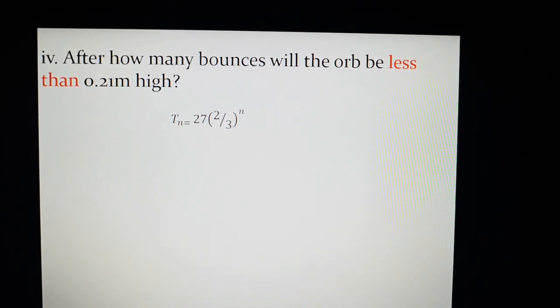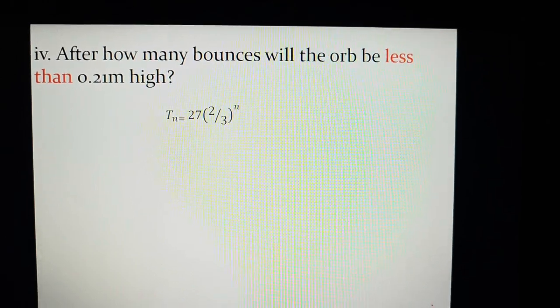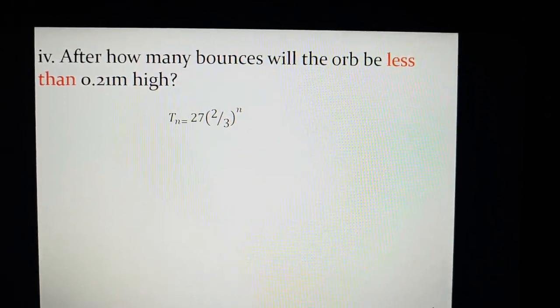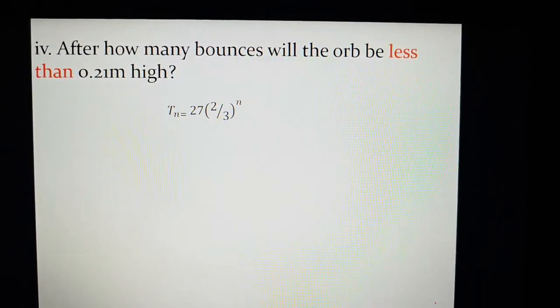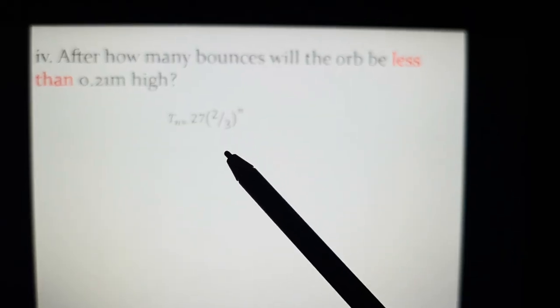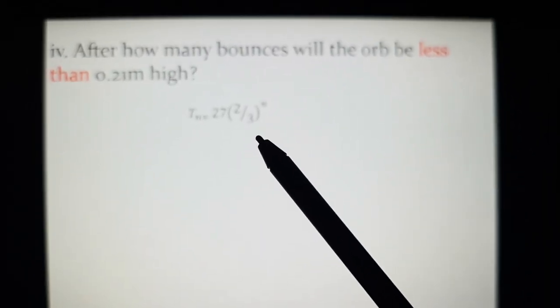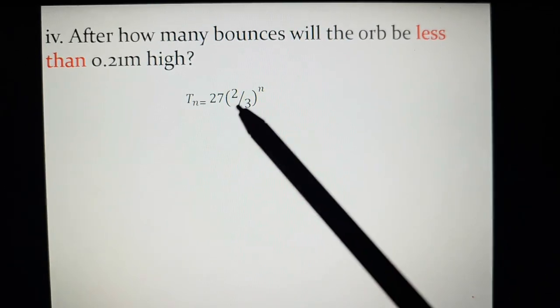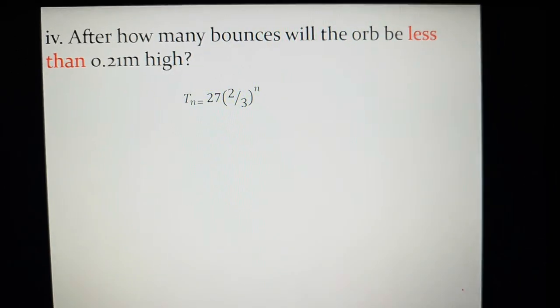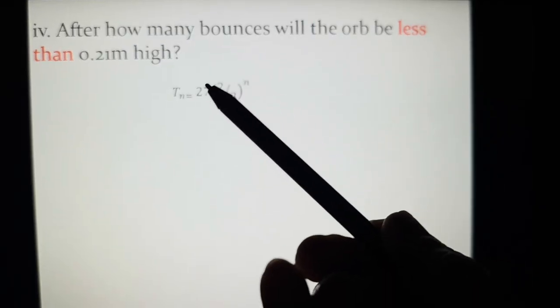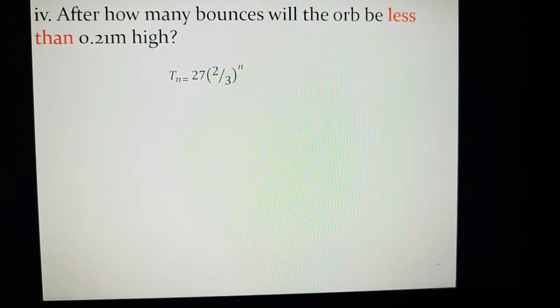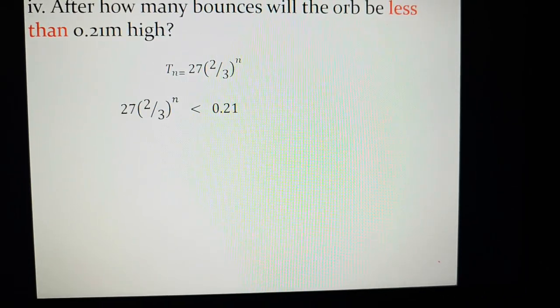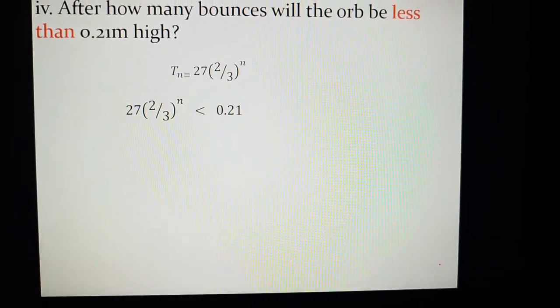Part 4. After how many bounces will the rubber orb be less than 0.21 metres high? So we're already in metres, so I don't need to convert. This was my t-event formula, okay, where n represents the number of bounces. And they said after how many bounces would that formula be less than 0.21 of a metre? So I'm going to let that expression be less than 0.21. So I now have an inequality and I want to eventually solve for n.